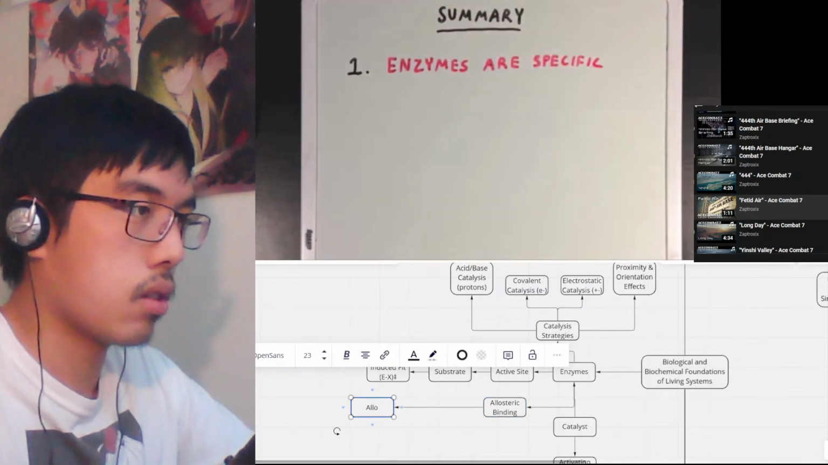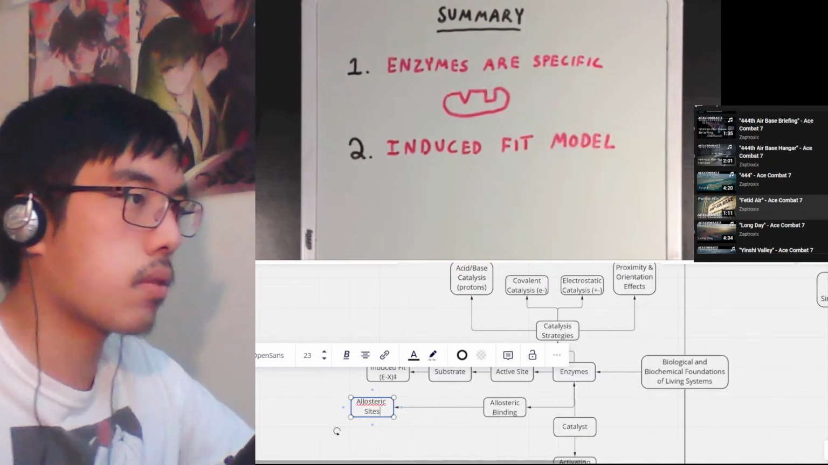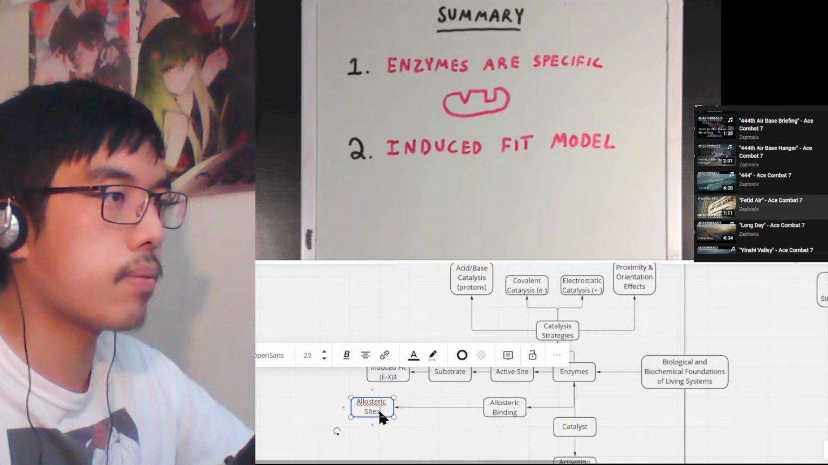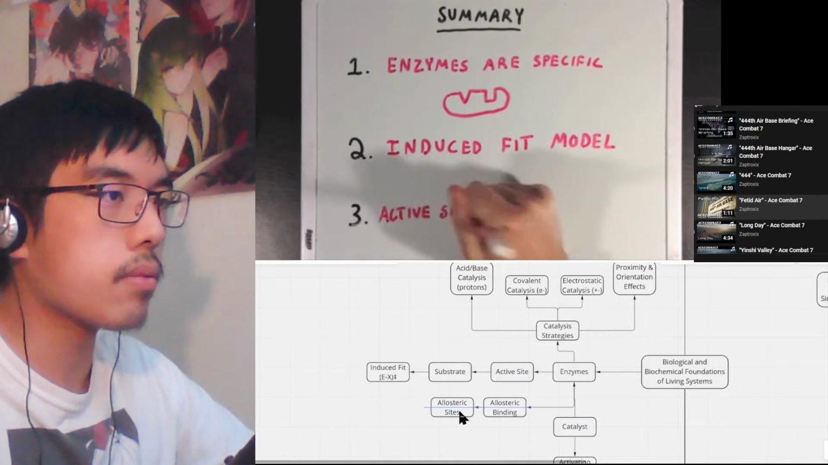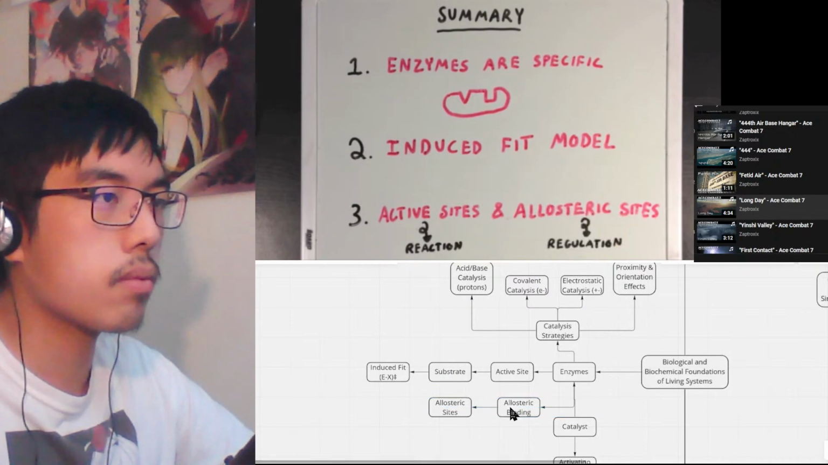Well, first we learned that enzymes are specific, and that they can each bind to only specific substrates to catalyze specific reactions. Next, we learned about the induced fit model, and how enzymes bind their substrates most tightly in the middle of a reaction at the reaction's transition state. And finally, we learned that enzymes have both active sites and allosteric sites, with active sites being where the reaction takes place, and allosteric sites being where regulation takes place.